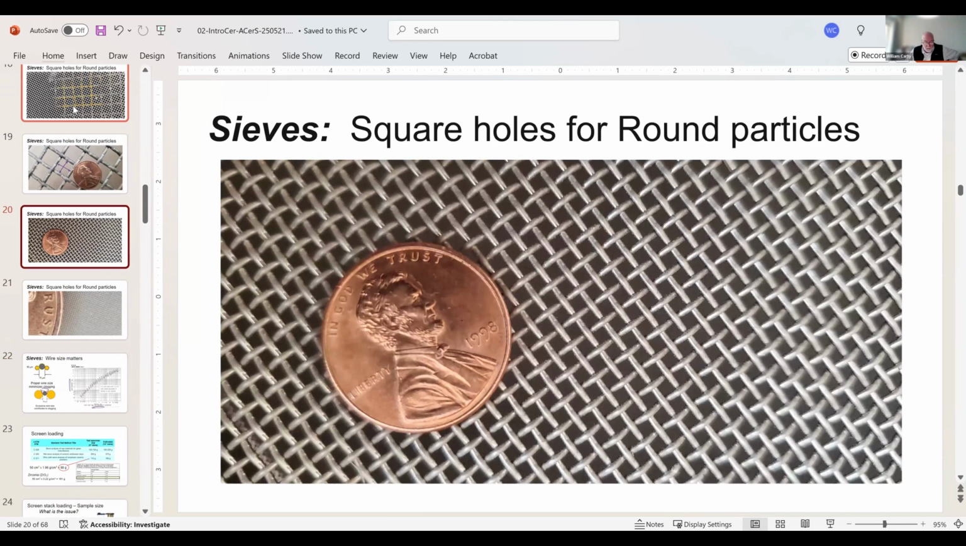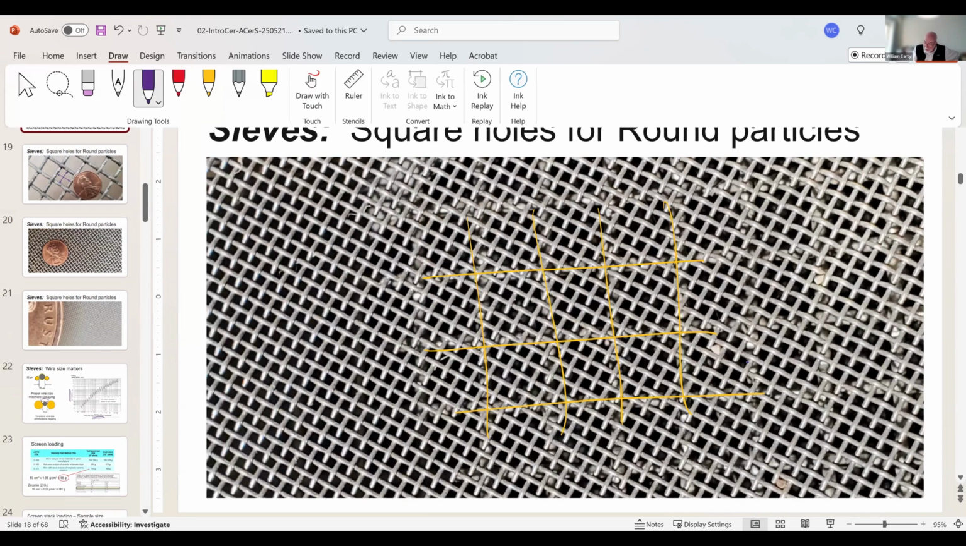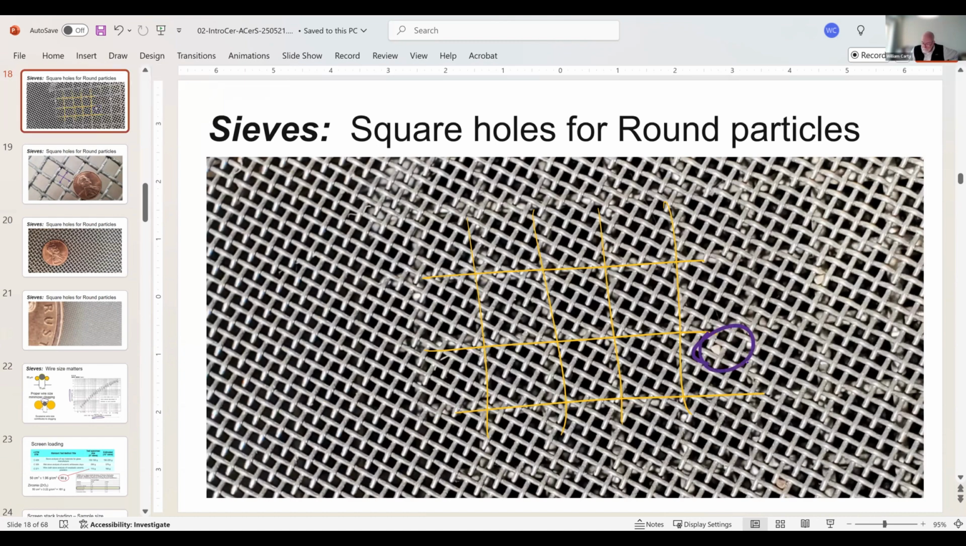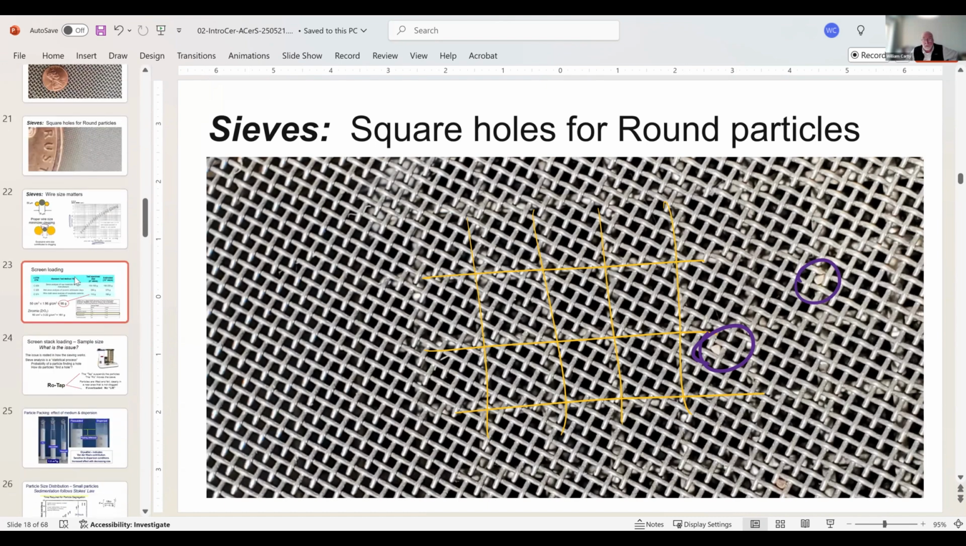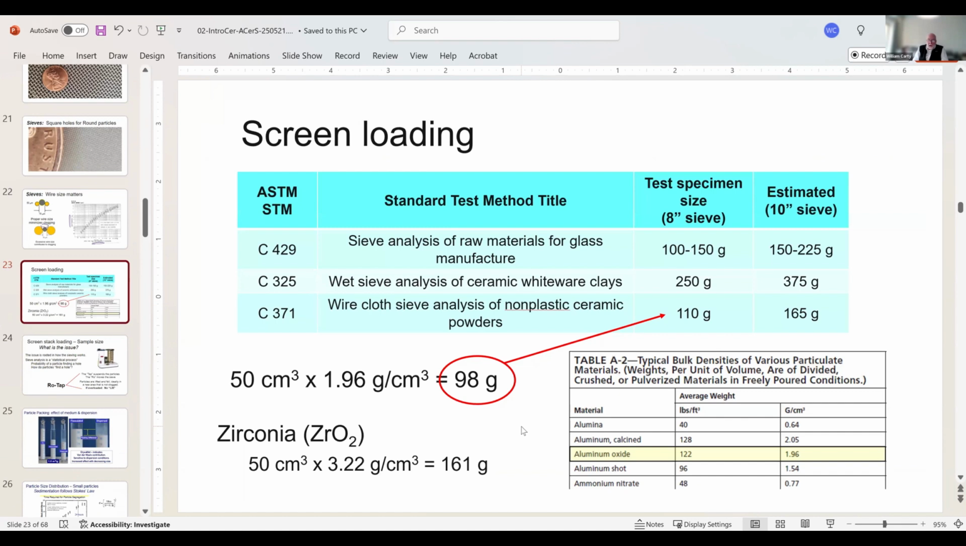If I go up to this picture here, you can see that there are some particles clogged in the screen. Now, also with really fine mesh sizes, you have to be careful of how you clean the sieve, or else you damage the wires. So ASTM standards are listed here for sieve amounts and sieve standards. And there's a limit on how much you can put on a sieve.